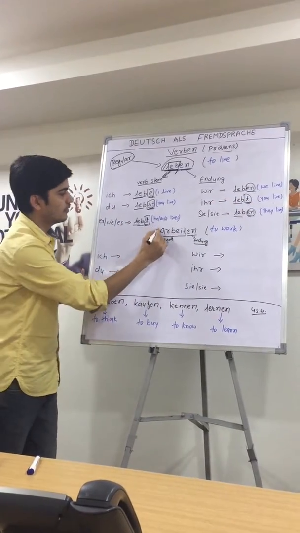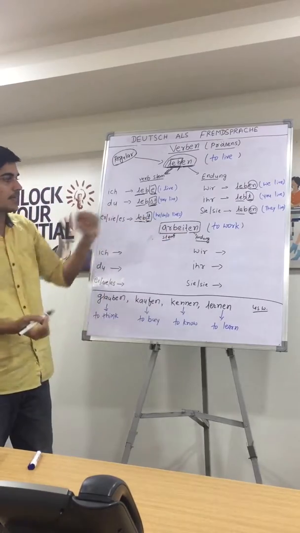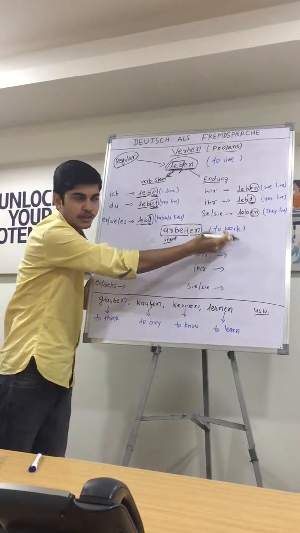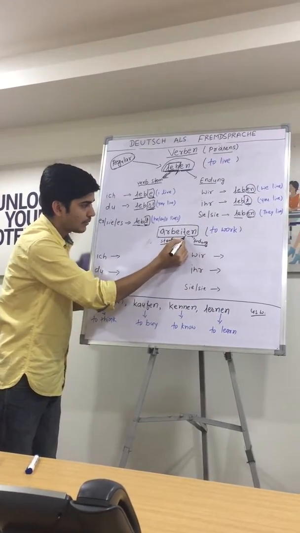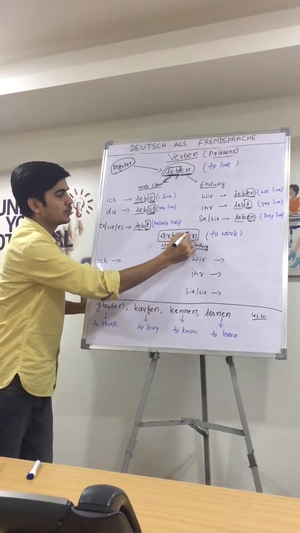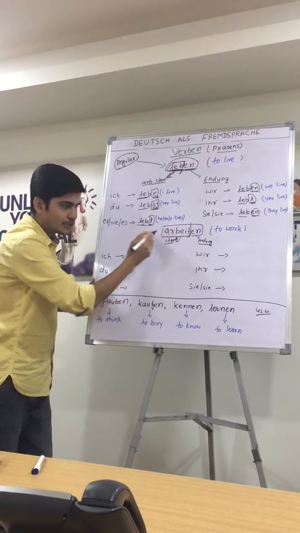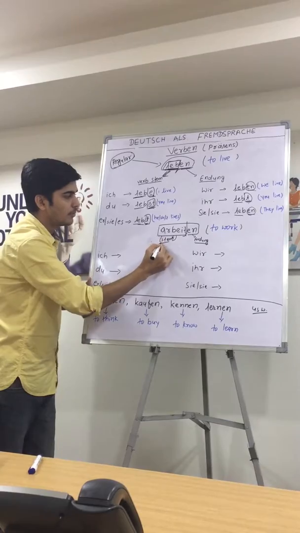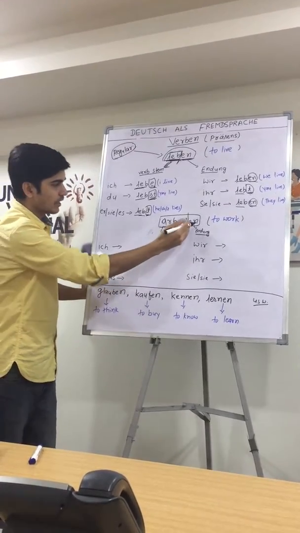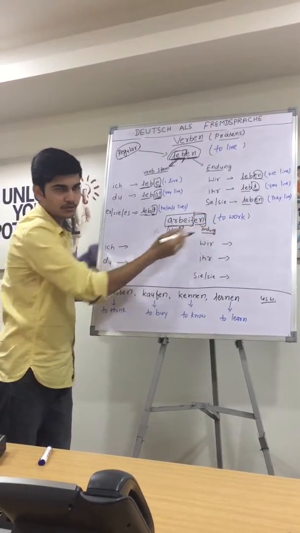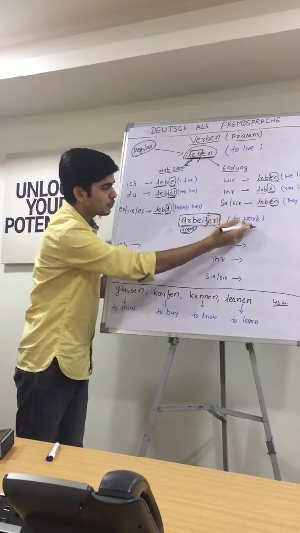Similarly, there is another regular verb, that is arbeiten. Arbeiten means to work. So the arbeiten stem: whatever comes before en is our verb stem, and en becomes the Endung. So arbeiten means to work.